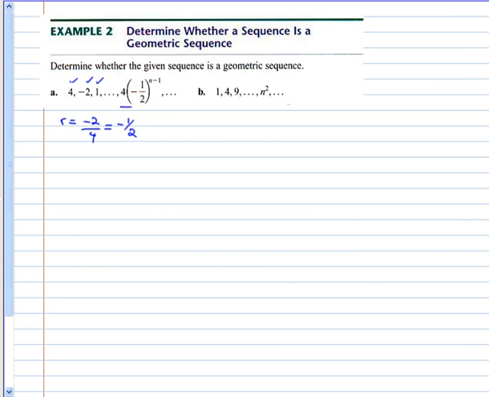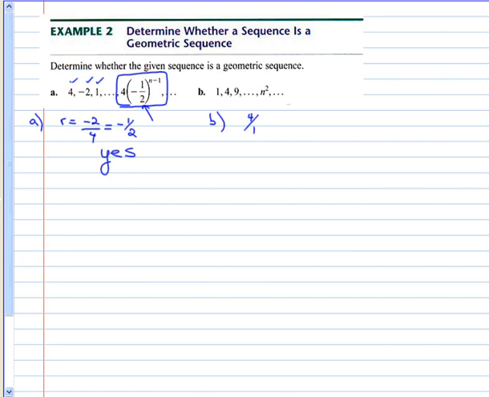In fact, they've written the nth term right here. There is the common ratio, -1/2. 4 is the first term. -1/2 is the common ratio raised to the n-1 power. Yes, this part A checks out just fine. That is geometric. Let's look at part B.